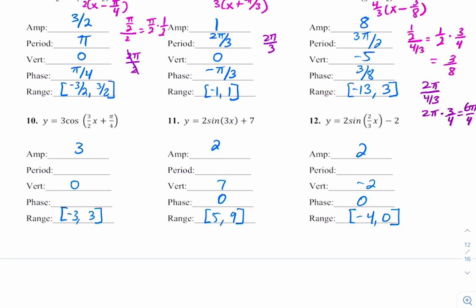All right, next one, we are factoring out 3/2. So I am taking pi over 4, dividing it by 3 over 2. So that means that we're doing pi over 4 times 2/3. So this will give me 2 pi over 12, which would then simplify to be pi over 6. So my phase shift will be negative pi over 6.